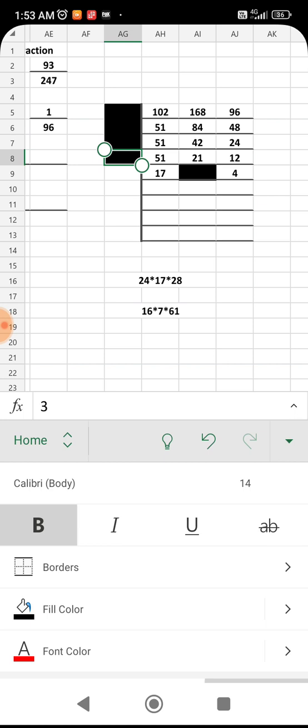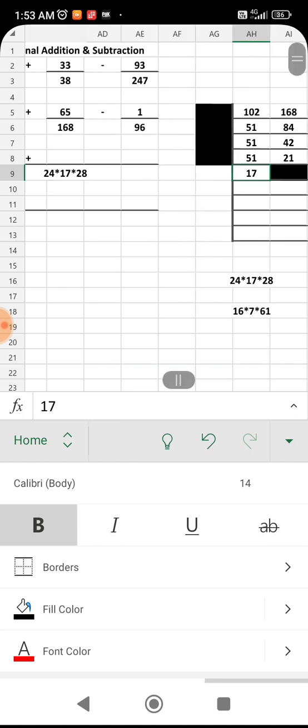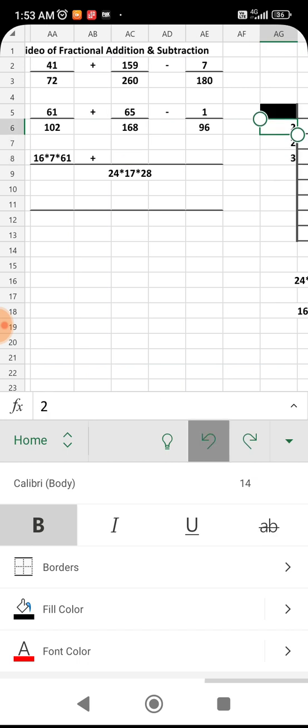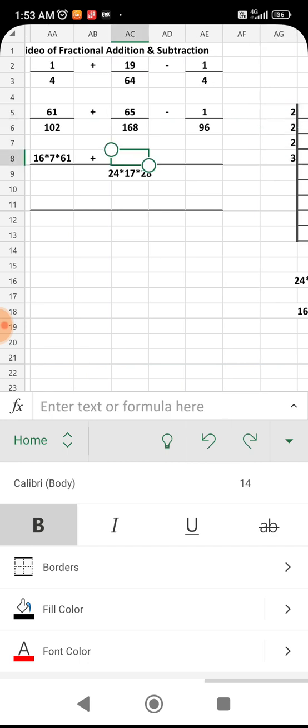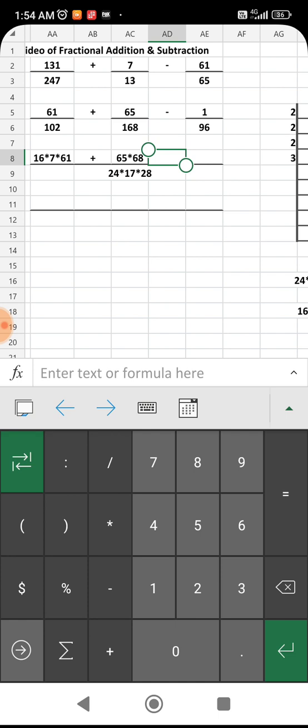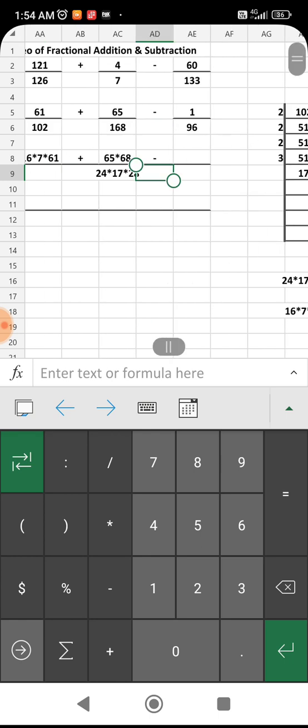So what is remaining? 4 17s are 68. So we have to multiply 65 into 68. Okay, I am covering my hand. 65 into 68 minus. Okay, just multiply and put the number directly here.